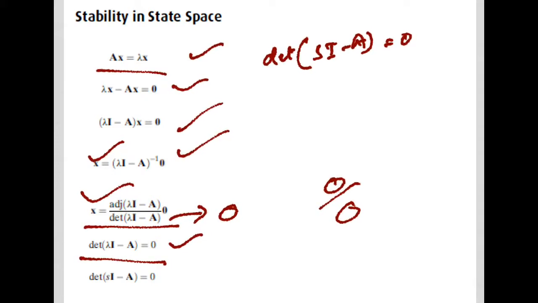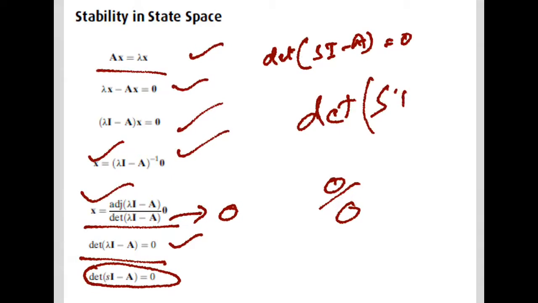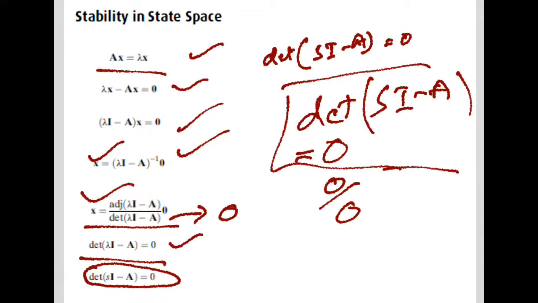Also we found the transfer function of the system. From the transfer function we came to know that the denominator of the transfer function is the determinant of sI minus A. So the determinant of sI minus A equals 0 is actually the characteristic equation of the system, from which we can get the poles of the system.